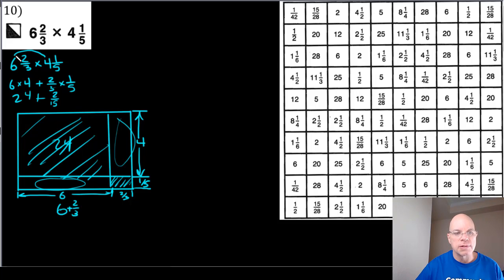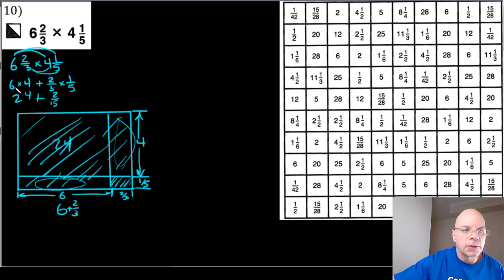You would need to distribute this 6 to both of these terms. You have to do 6 times 4 plus 6 times a fifth, and then you would have to do 2/3 times 4 plus 2/3 times a fifth in order to get all of these pieces. And using that double distribution, it's just way too complicated, so that's not what we normally do with mixed numbers. What we normally do with mixed numbers, and what I hope you will do now, is represent each mixed number as an improper fraction.